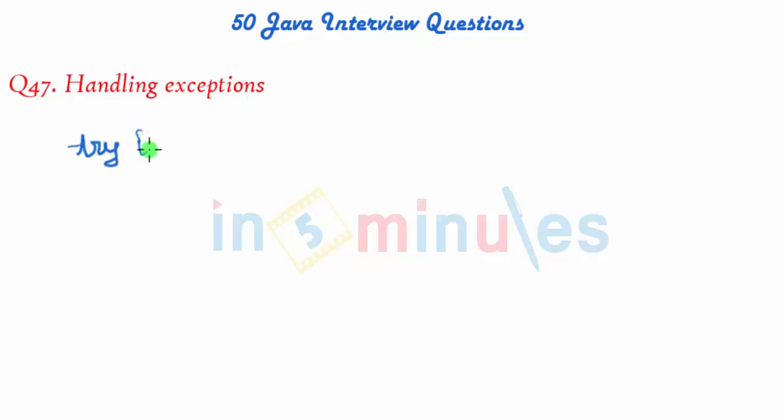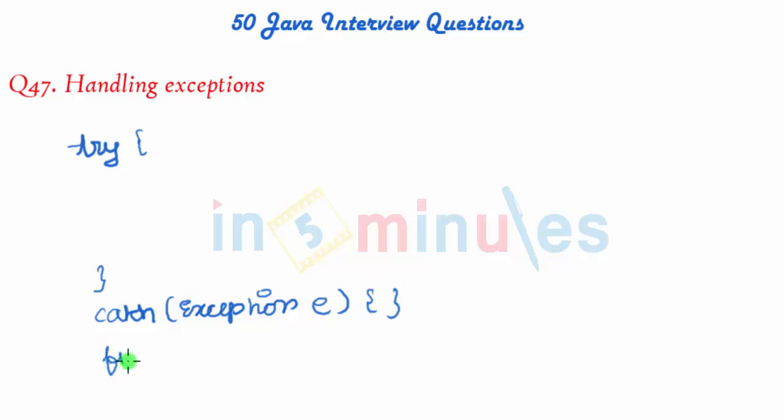The try-catch block looks something like this. So we have try, we have catch. Catch takes a parameter of exception type, and we also have the finally if at all needed. So it is a good habit to keep the finally.